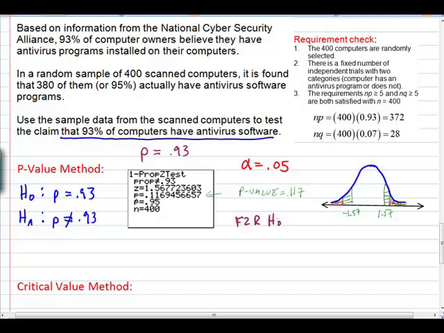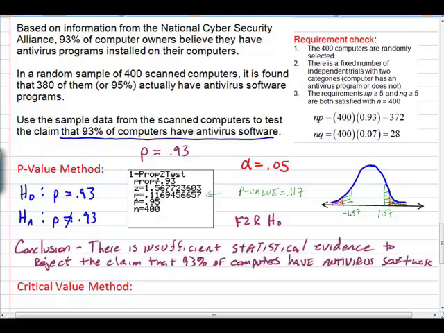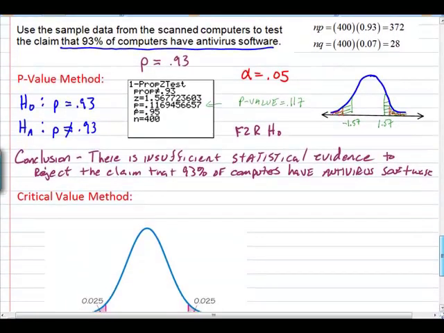Now I said you never want to stop at that point. You want to state your conclusion in terms of the original problem. There is insufficient statistical evidence to reject the claim that 93% of computers have antivirus software. Did we just prove that 93% of the computers have antivirus software? No, we did not, because that's what we assumed to be true. We just said we can't prove otherwise. Doesn't mean that there are. We just can't claim it at this time.